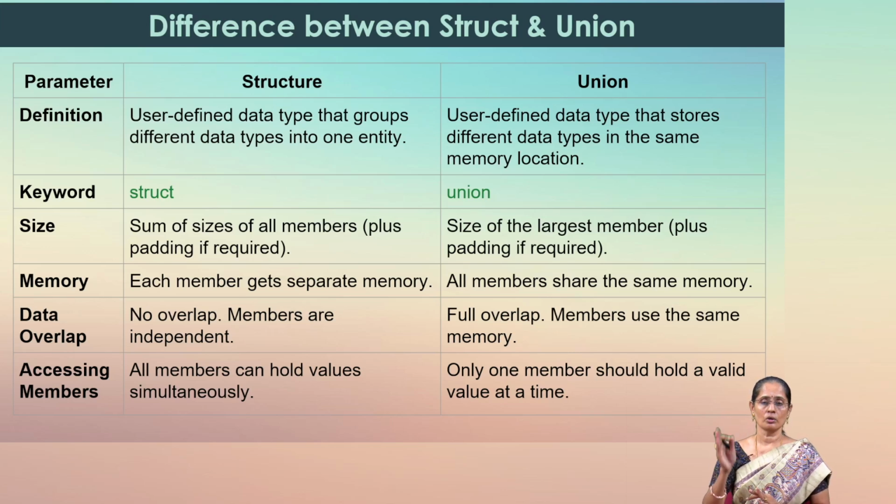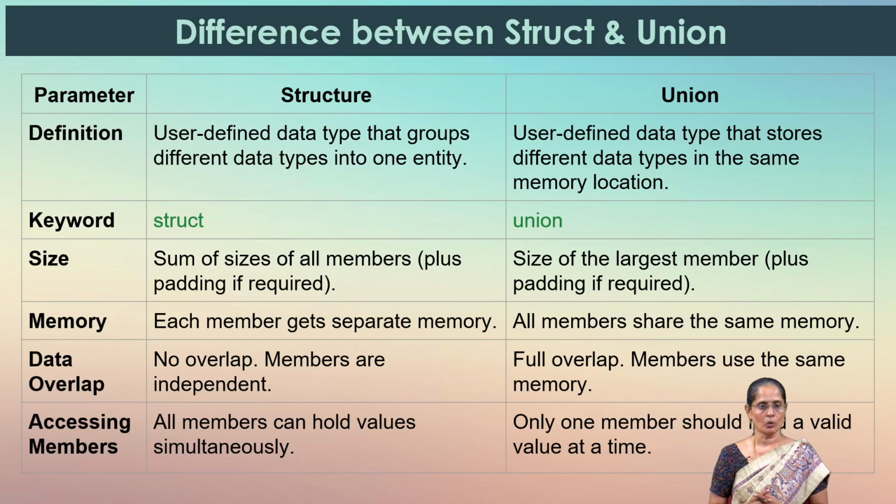Unions are also a user defined data type that stores different data types in the same memory location. That is a major difference between structures and unions. Here we use the keyword struct, and unions we define using the keyword union. And if you look into the size of structures and unions, for a structure it is the sum of the sizes of all the members plus padding if required, and that will be the size of the structure variable. Whereas in the case of union, it is the size of the largest member plus padding if required.